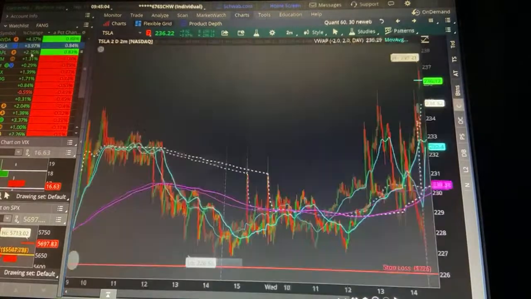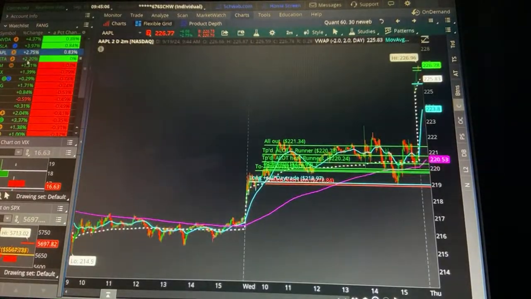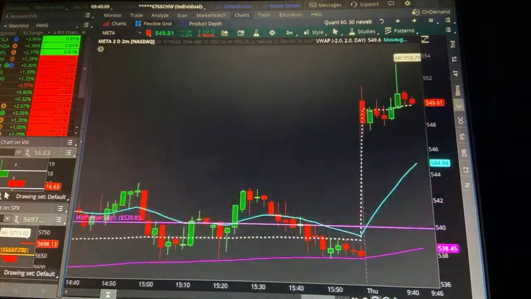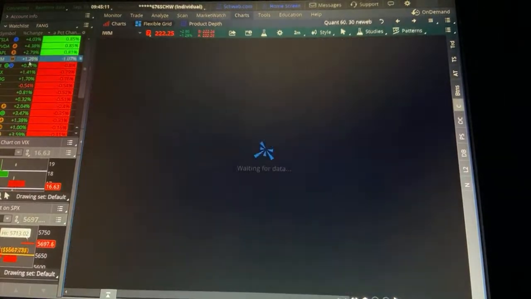All right, TP NVIDIA. Let me see, Tesla looking good, Apple, Meta. I want to be a little careful. I don't want to be exit distribution on Meta.